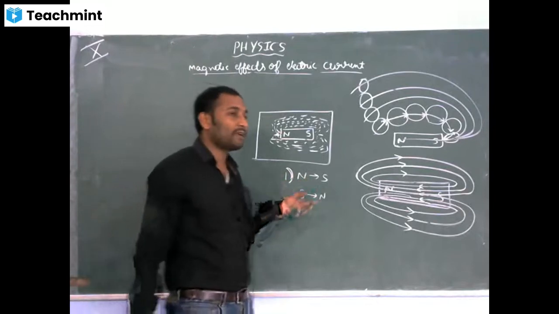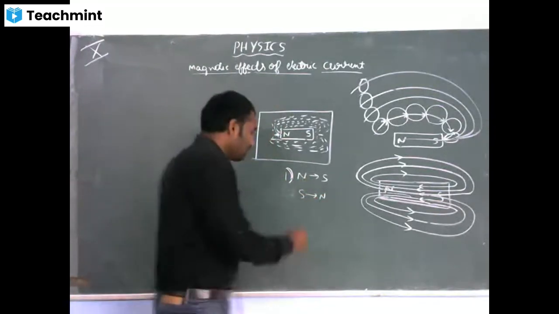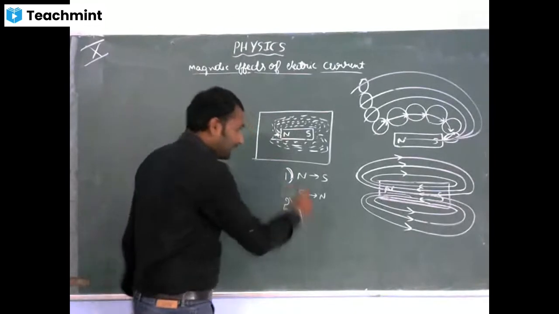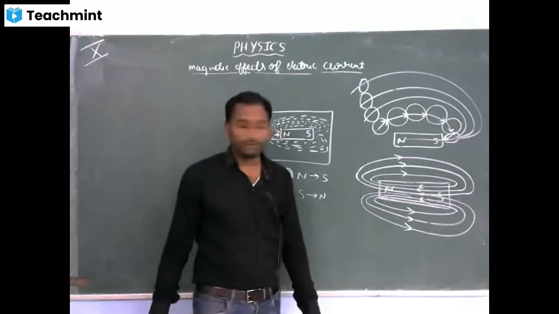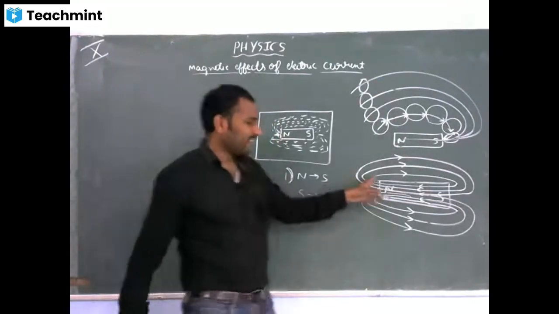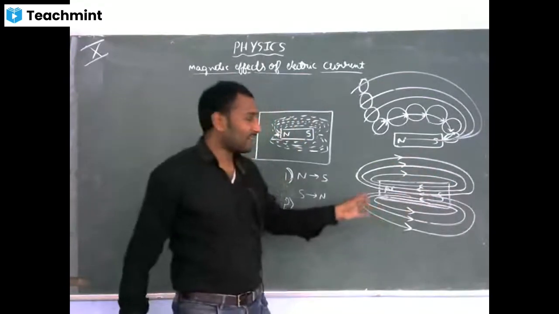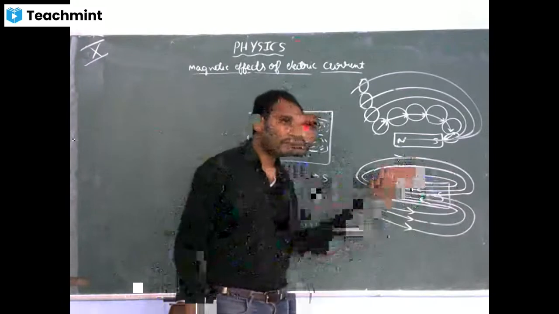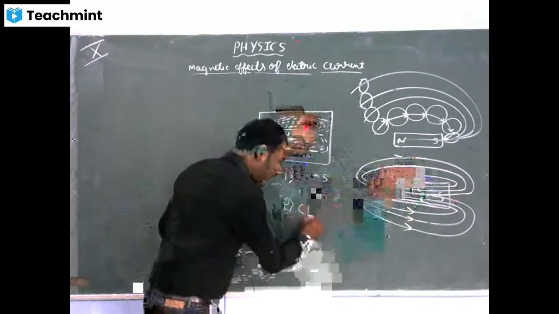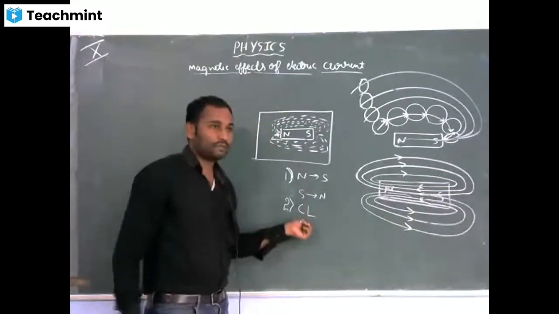Inside the magnet, the magnetic field lines will travel from south to north. Now the second property is that they form continuous closed loops. You can see it here. They are forming closed loops. So the magnetic field lines form closed loops.